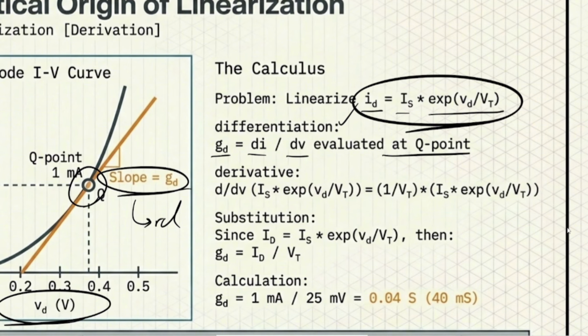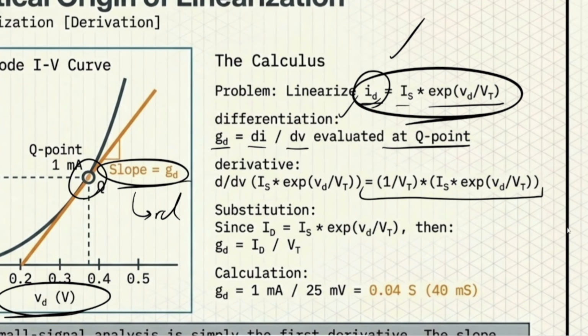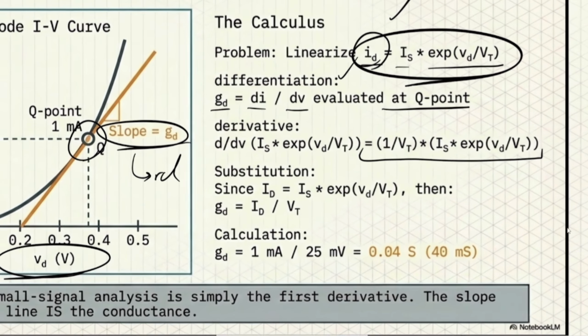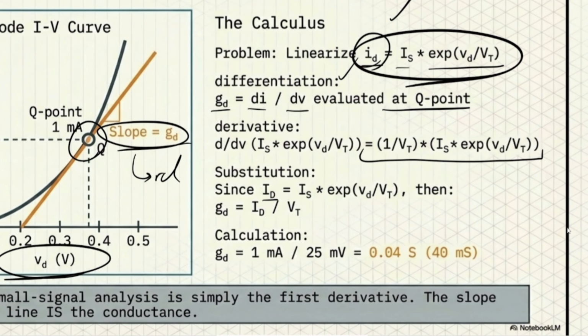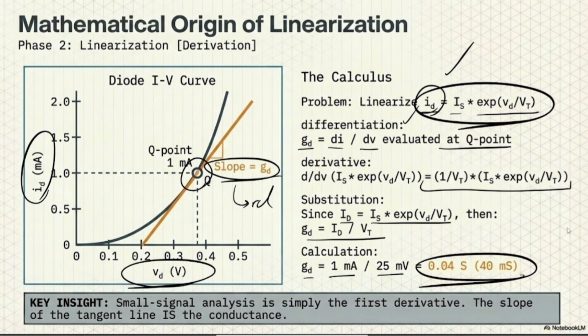The derivative of ID with respect to V gives you this formula: 1 over VT times IS times exponent of VD divided by VT. So we are going to use the substitution. When you have the ID, then we find the GD itself. So the GD is going to be 1 milliamp divided by 25 millivolts. We have the VT, we have the ID at this point, so we have it as 0.04 Siemens, and we can then find the RD.